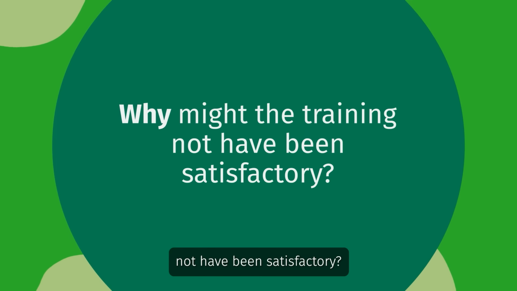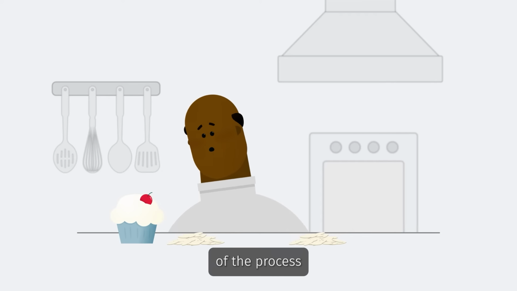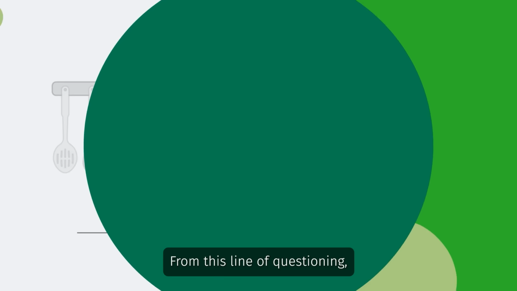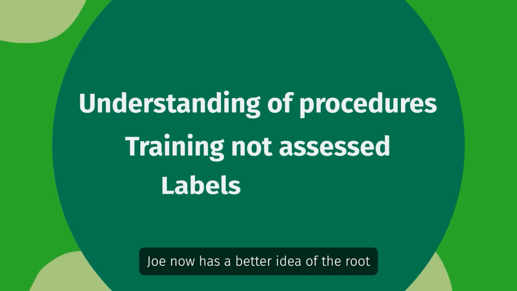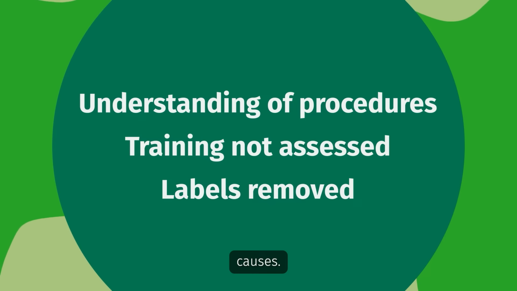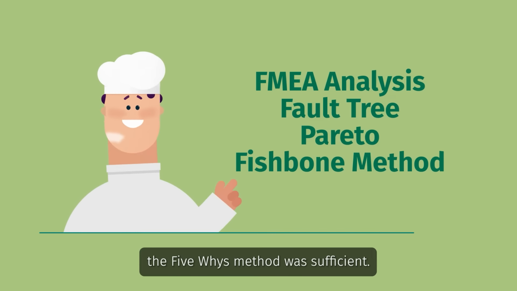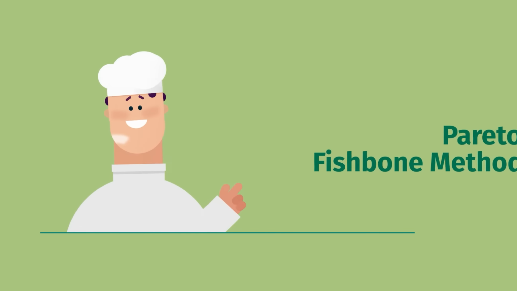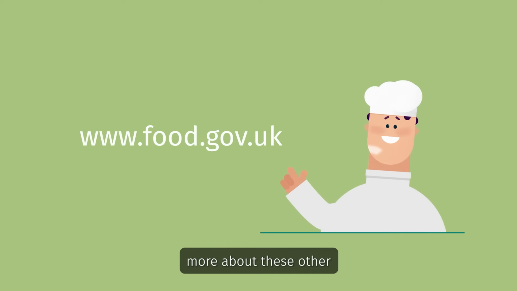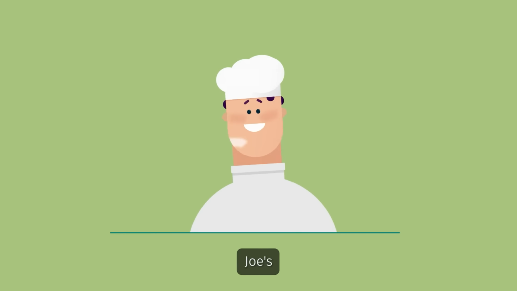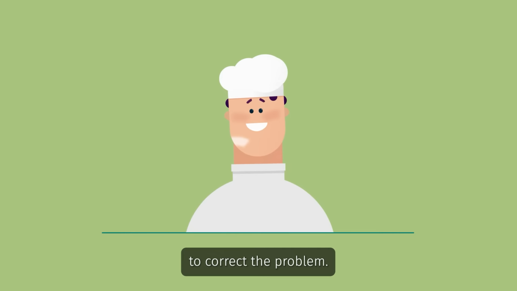Why might the training not have been satisfactory? The baker's understanding of the process or the impact of adding the wrong ingredient wasn't confirmed. From this line of questioning, Joe now has a better idea of the root causes. There are other methods that Joe could have used, but for now, the 5 Whys method was sufficient. You can find out more about these other methods at www.food.gov.uk. Joe's ready to implement solutions to correct the problem.